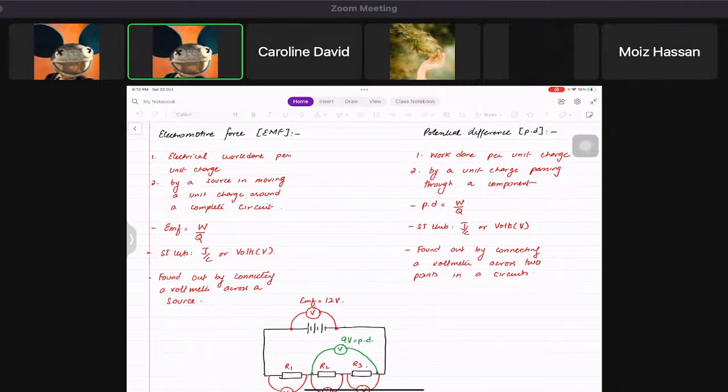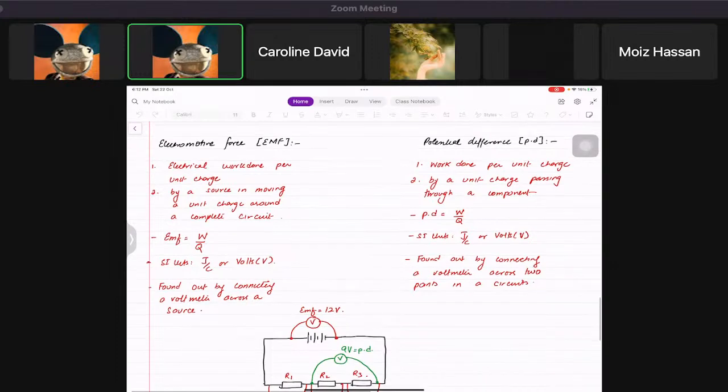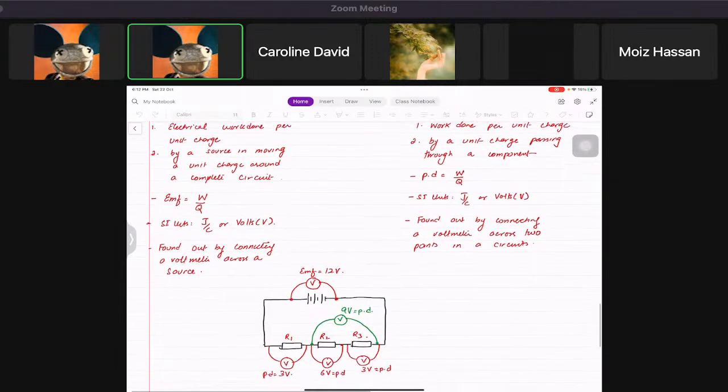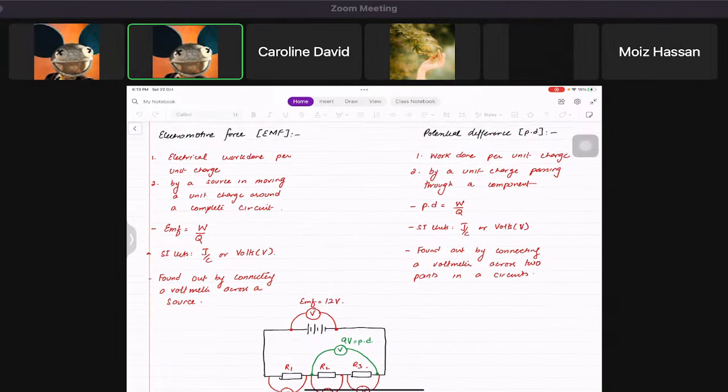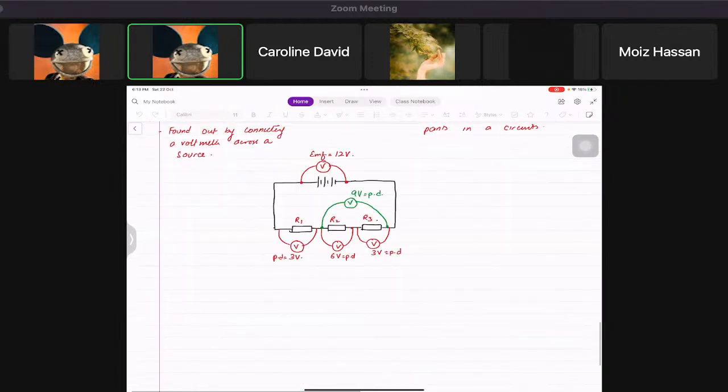So we'll basically continue from here. If you guys have any questions about electromotive force or potential difference, please let me know. Okay. So today we are going towards resistance, and let's see.